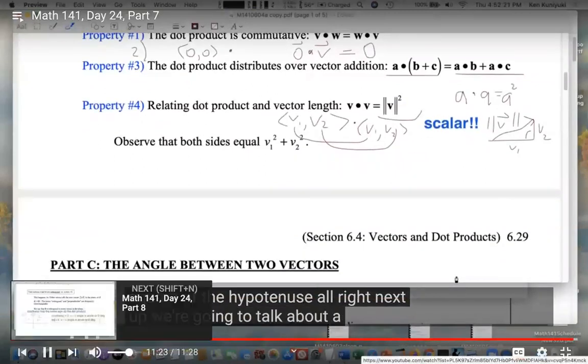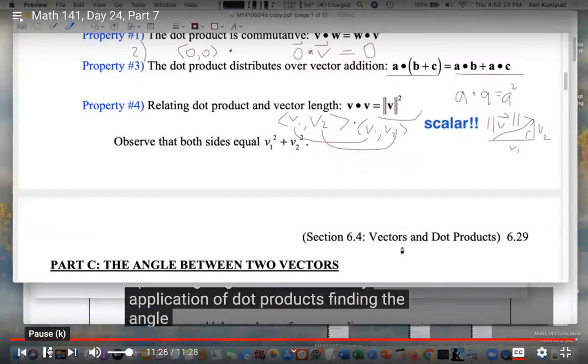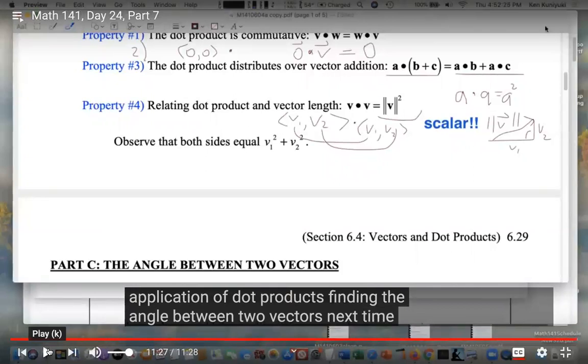Next up, we're going to talk about a key application of dot products, finding the angle between two vectors. Next time.